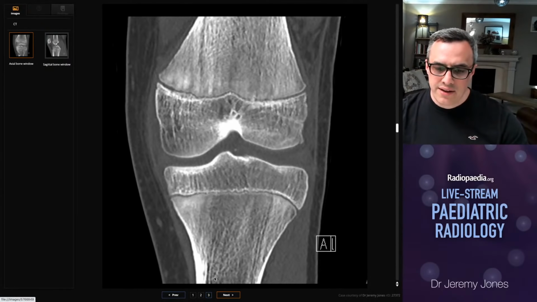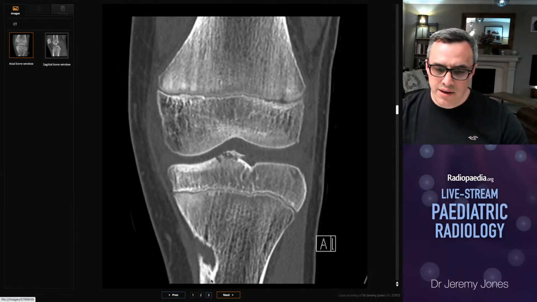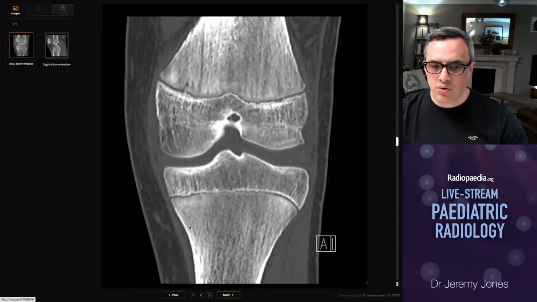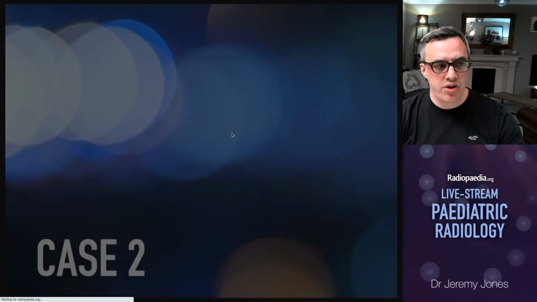We can see down here his benign non-ossifying fibroma as well, sitting on the cortex that we saw on the plain film. So that's our first case. So we're going to look at number 2.